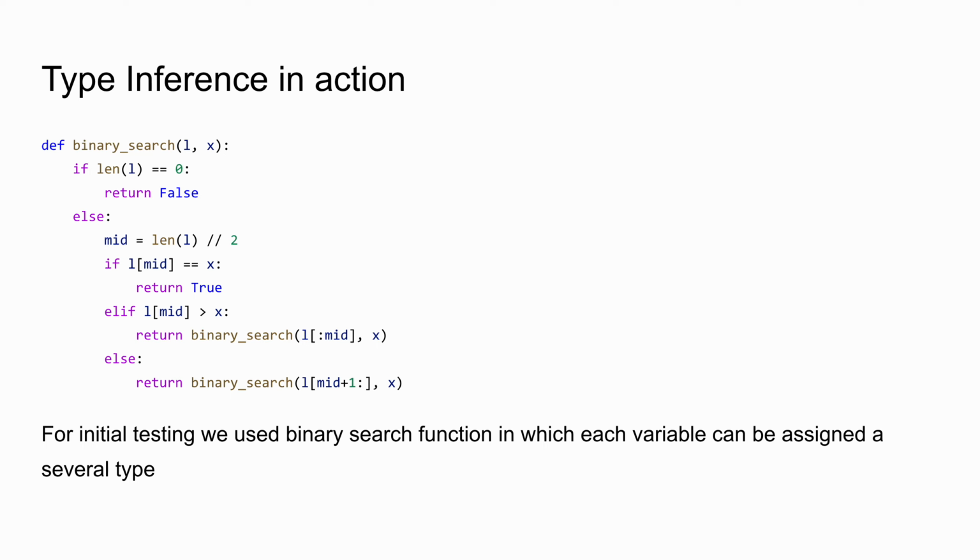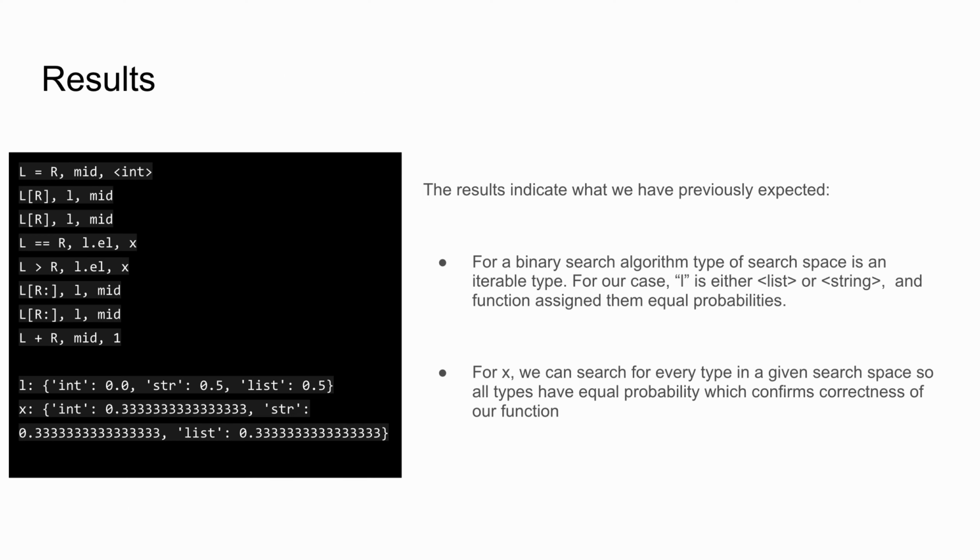For our initial testing, we used a recursive binary search function since it uses several types of hints for each type. These are the results we got, and as we can see, it assigned the iterable equal probabilities of being an integer and a list, which is a logical conclusion. On the other hand, our search target doesn't have any preferred type, since the type of the search target can be any type for our search space.